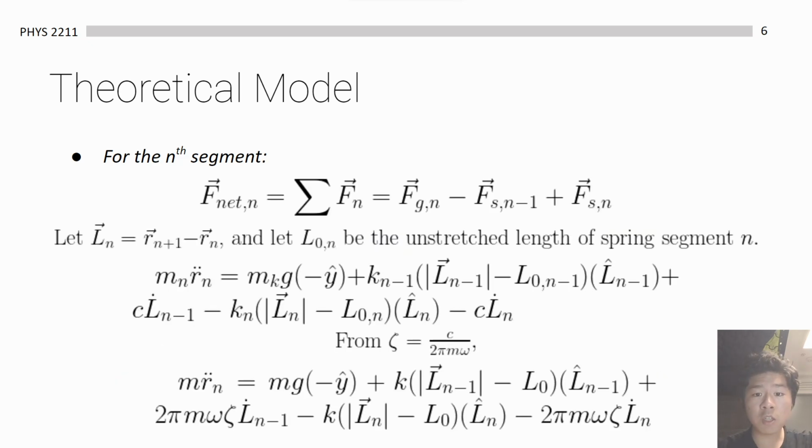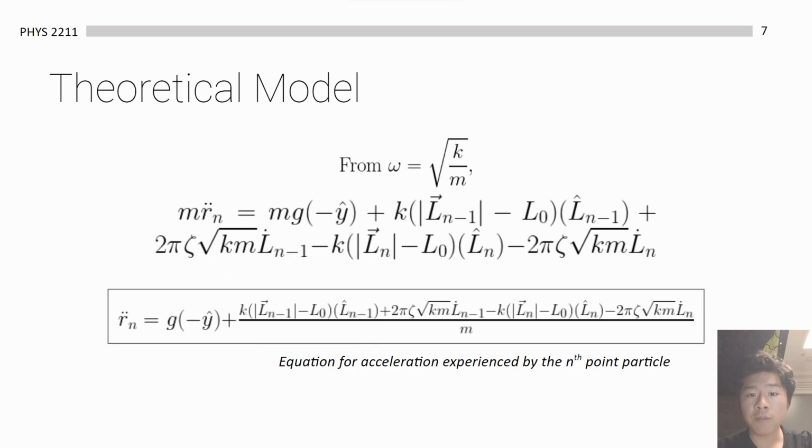For a certain point particle on the slinky, we can derive this vector equation from the gravitational, spring, and damping forces that affect the point particle. After using some equations relating to, for example, the damping ratio, we can arrive at this final equation that describes the acceleration experienced by a certain point particle on the spring.